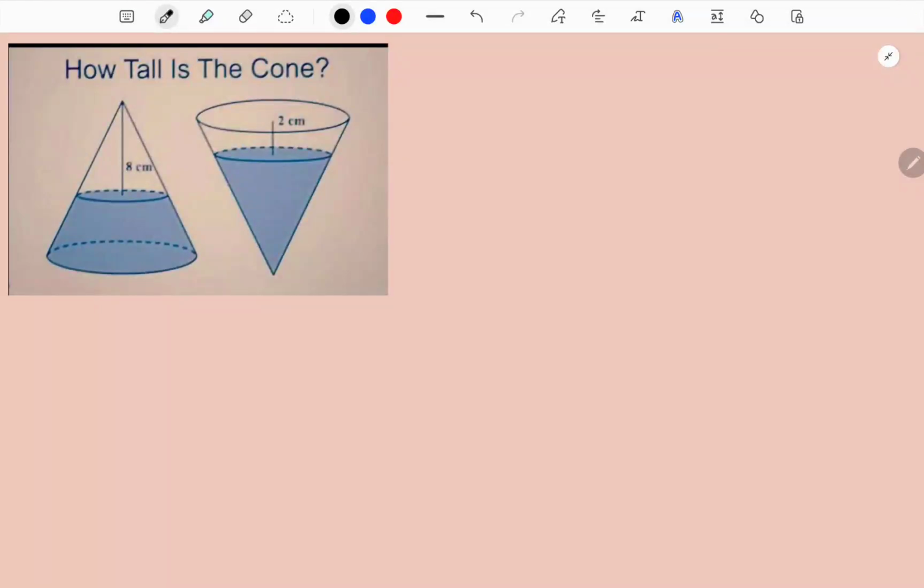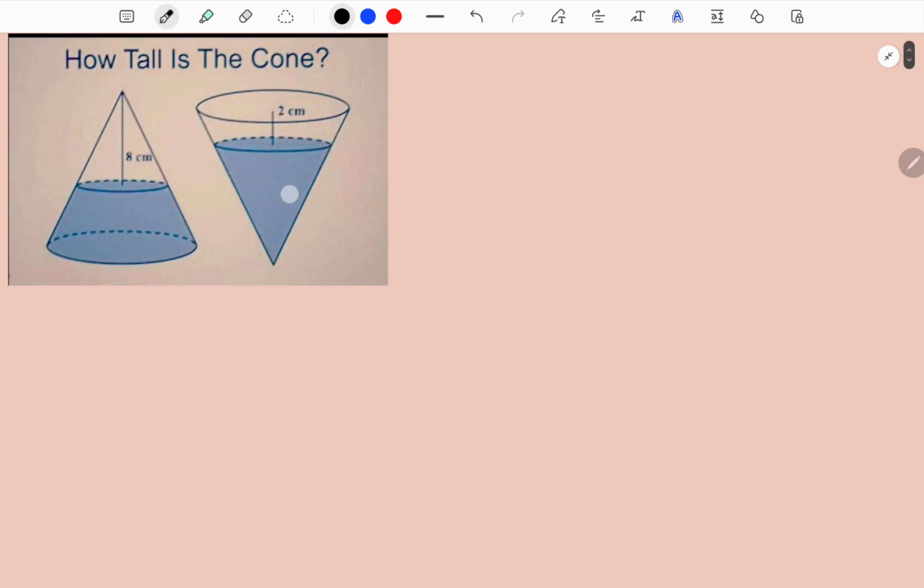I came across this interesting question online that asks, how tall is the cone? So here we have two cones. One is right side up, the other one is upside down. Let's say there's some water in it, and the volume of the blue part in this first cone is the same as the volume of the blue part in the second cone, right?